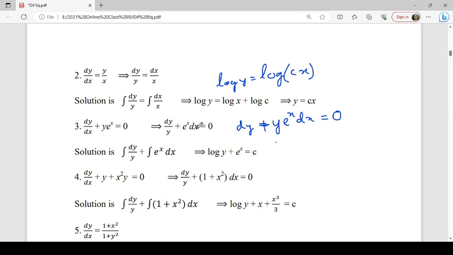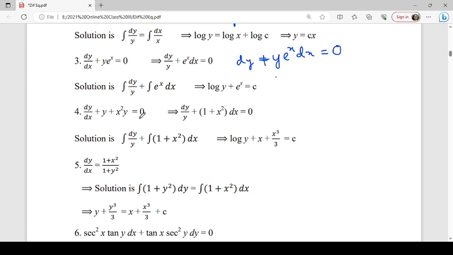This solution is dy by y equal to e to the power x dx. The integration of this is log y, and the integration of e to the power x is e to the power x. This will come from the formula. So this is the solution.